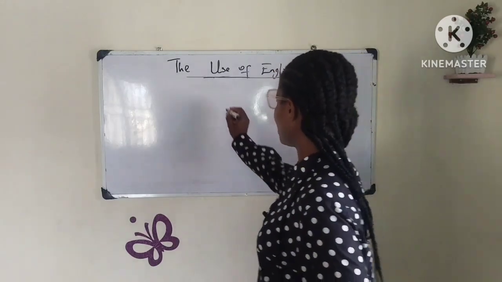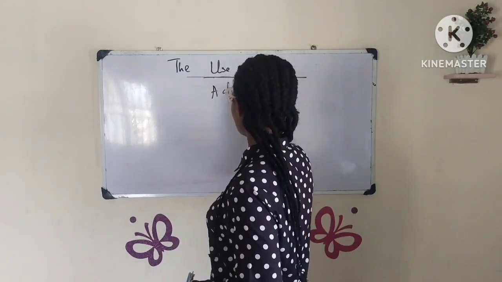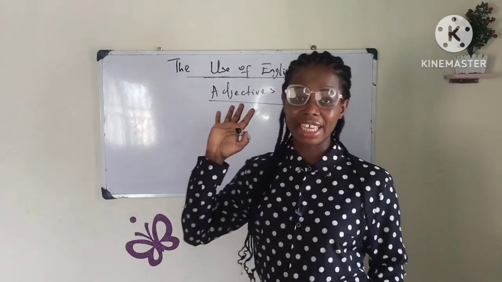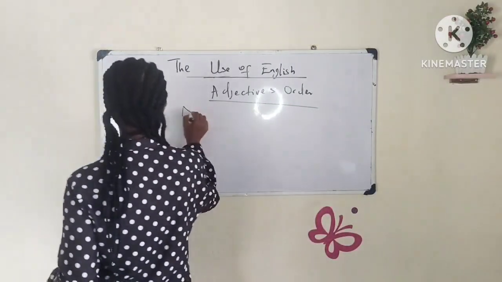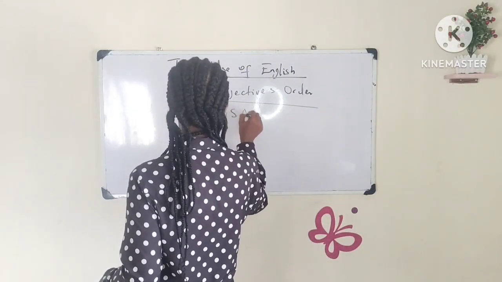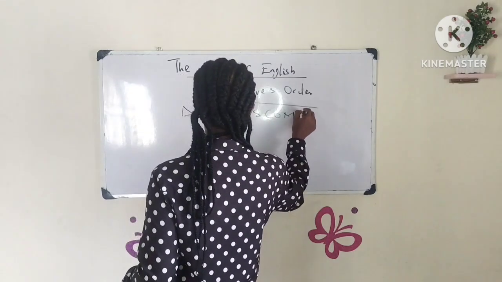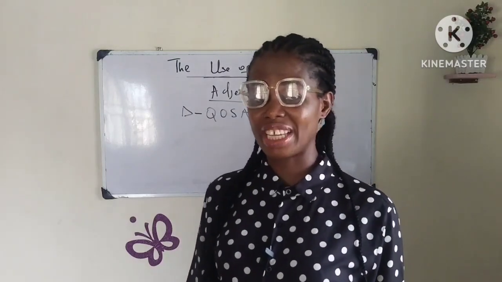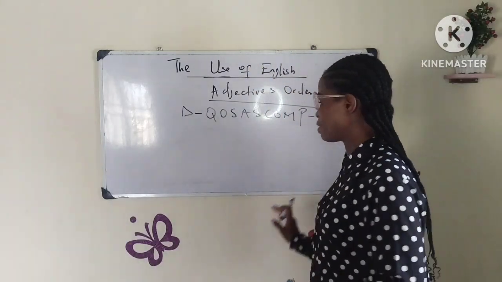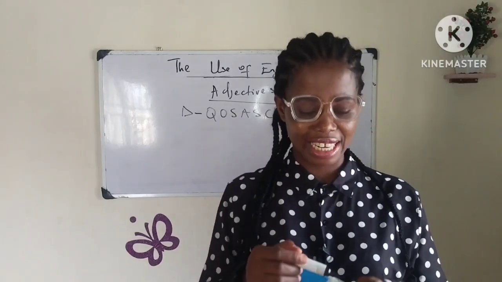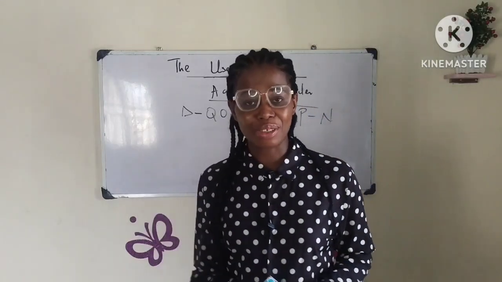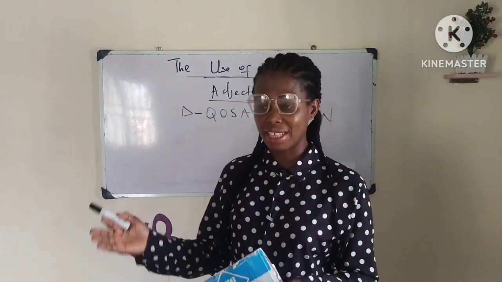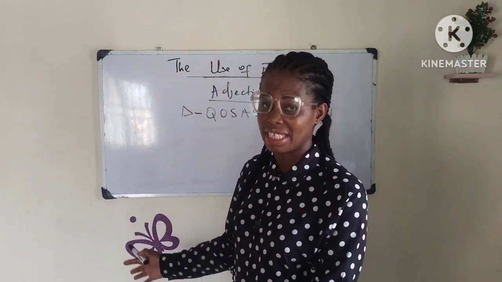Okay, adjectives order. Now the mnemonic is the cosine comp n. The cosine comp n, okay, that's the mnemonic. You just have to cram this mnemonic to help you in answering questions on adjectives order. Like I said, adjectives order is a way of arranging multiple adjectives in a sentence for it to be correct. There's a pattern in the English language that you have to follow to arrange multiple adjectives in a sentence for it to be considered correct.